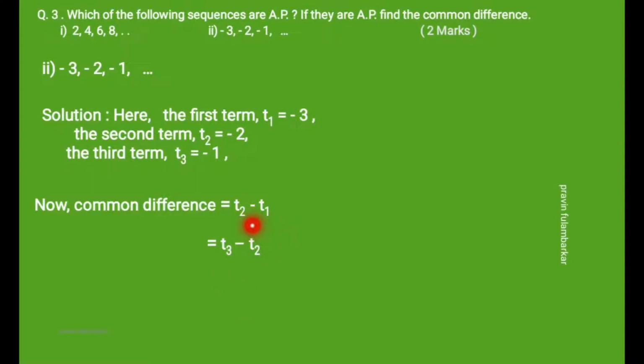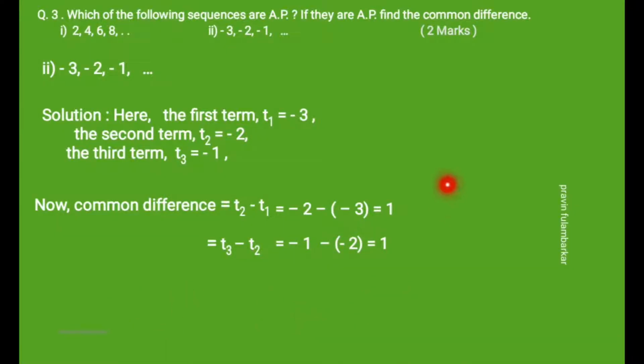So we calculate T2 minus T1 first. T2 is -2, T1 is -3. So minus minus gets plus. So -2 plus 3, we get 3 minus 2, that is 1. Similarly we calculate T3 minus T2. T3 is -1, T2 is -2. So minus minus plus 2. So 2 minus 1 we get 1.